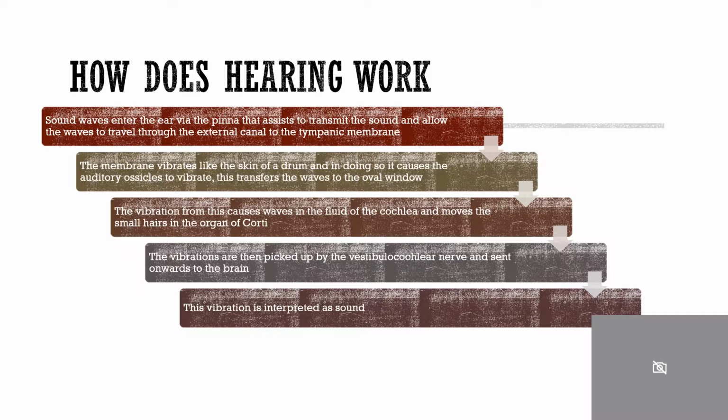The vibration from this causes waves in the fluid of the cochlea and moves the small hairs in the organ of Corti. The vibrations are then picked up by the vestibulocochlear nerve and sent onwards to the brain, and this vibration is interpreted as sound.